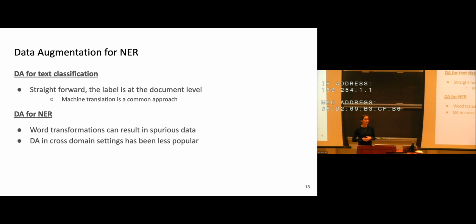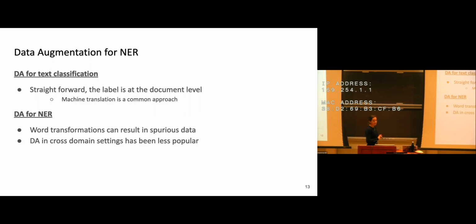That's a very common thing to do. You pass the sentences through many channels of translations, and at the end you end up with a sentence that is similar, but has the same label, right? So that's very trivial. But for NER and sequence labeling tasks, the labels are granular, right? So it becomes a little bit more complicated to do data augmentation because if you want it to work, you want to keep track of the labels, right?